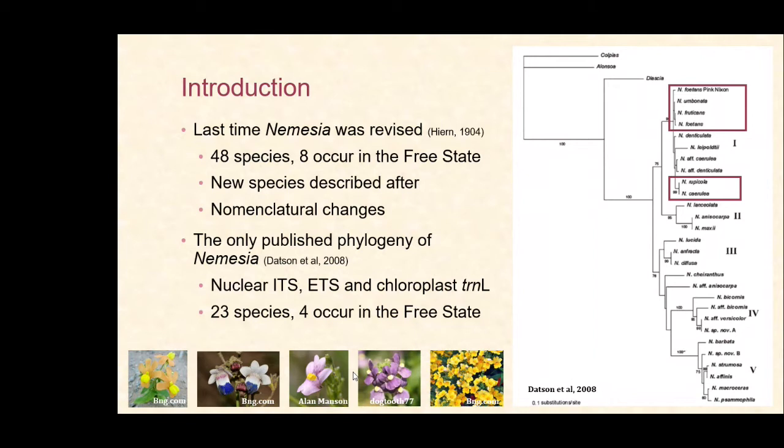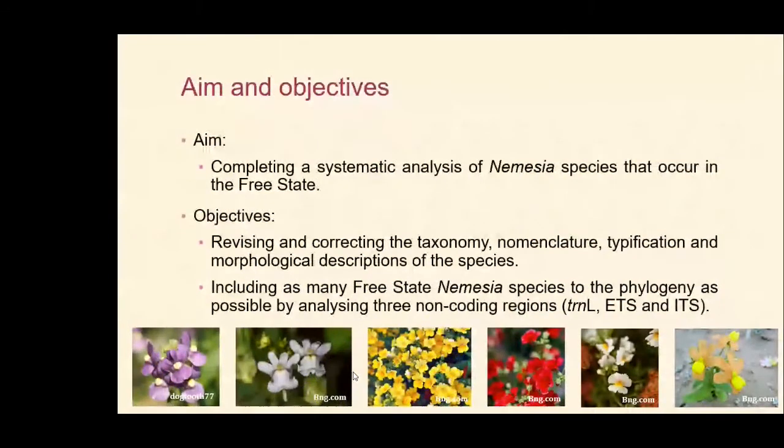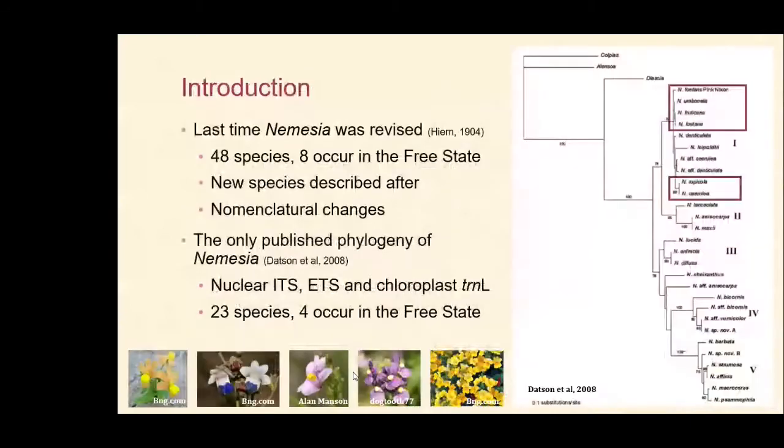And the only published molecular phylogeny of Nemesia is the one constructed by Dodson et al., using nucleotide sequences of nuclear ITS, the ETS, and the chloroplast trnS-trnG spacer regions. The study included 23 Nemesia species, and only 4 of them were species occurring in the Free State. So the Free State Nemesia species are the ones indicated with the maroon boxes on the diagram from Dodson et al., which is attached on the right side of the slide.